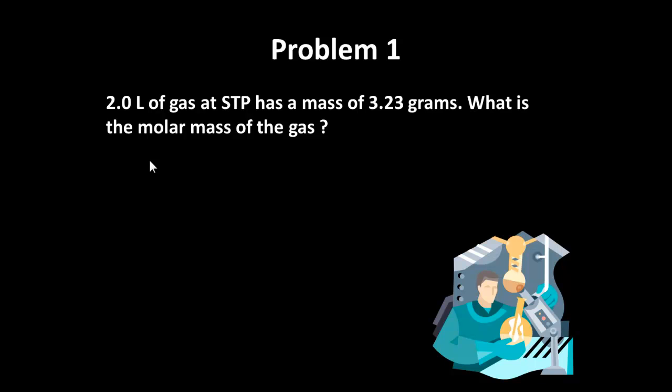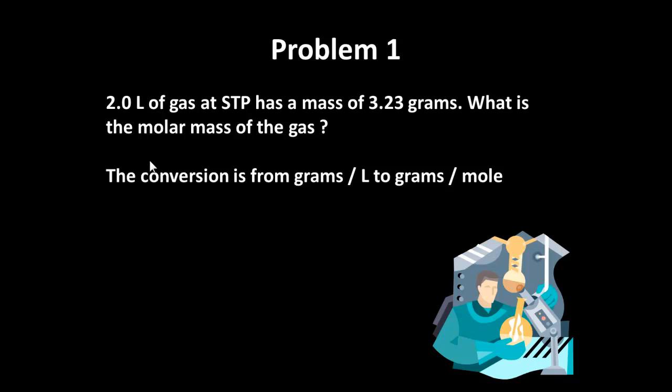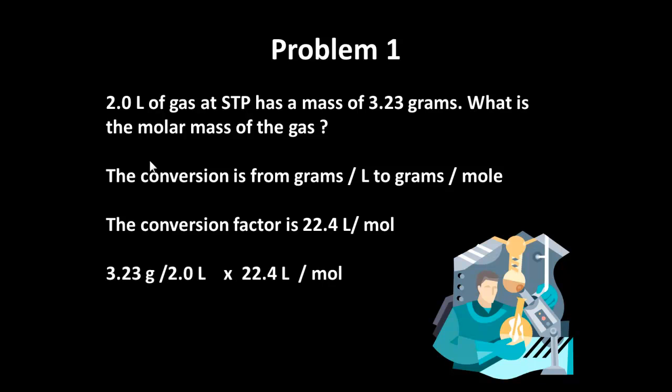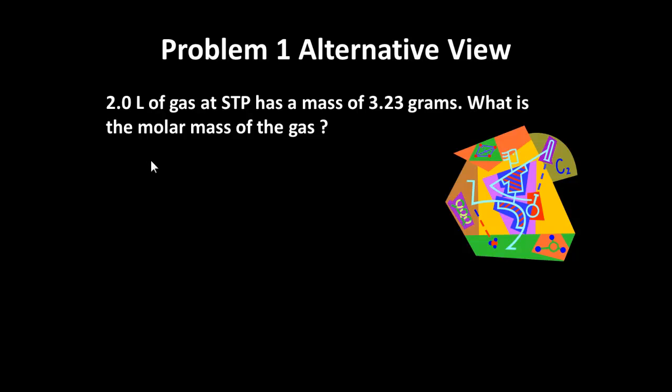So let's turn this into a problem. 2 litres of gas at STP has a mass of 3.23 grams, so what's the molar mass of the gas? We're converting grams per litre to grams per mole, so the conversion factor is 22.4 litres over a mole. So 3.23 divided by 2, and the answer to that multiplied by 22.4 comes to 36.2 grams per mole.